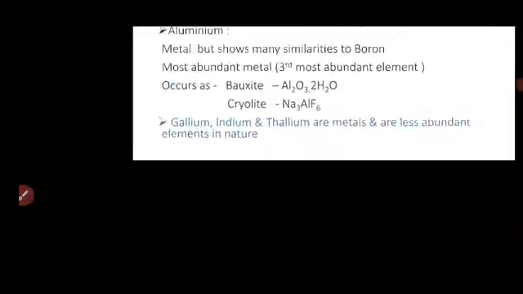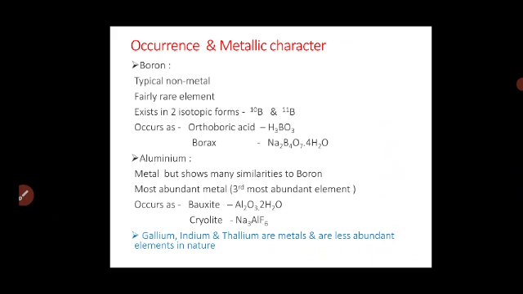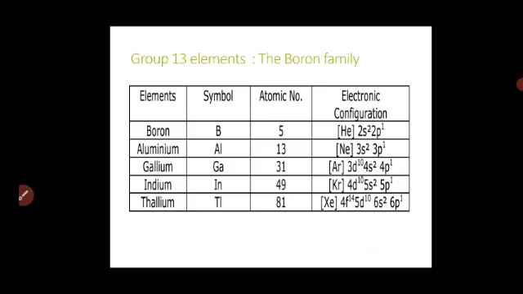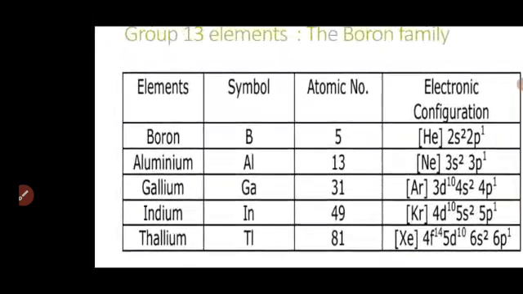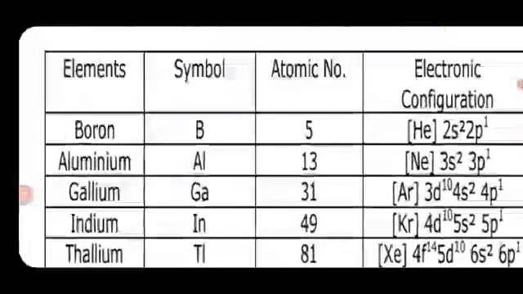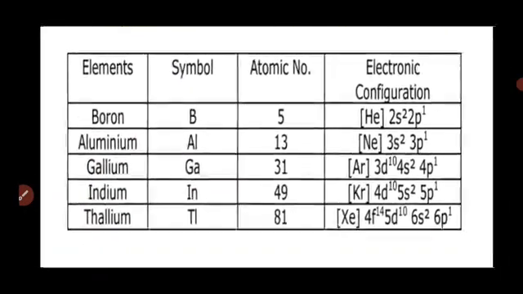Okay, so which elements are present in group 13? Boron, aluminium, gallium, indium, and thallium. So we are going to study the 5 elements in this group. Now this study is down the group, remember. So here the symbol, atomic number and electronic configuration are given. You can just go through this.